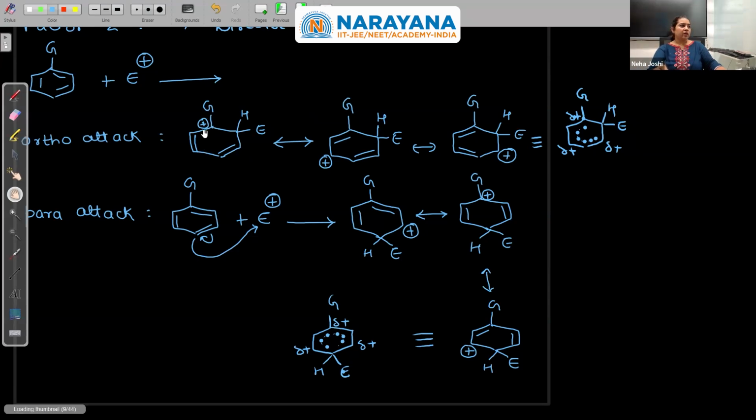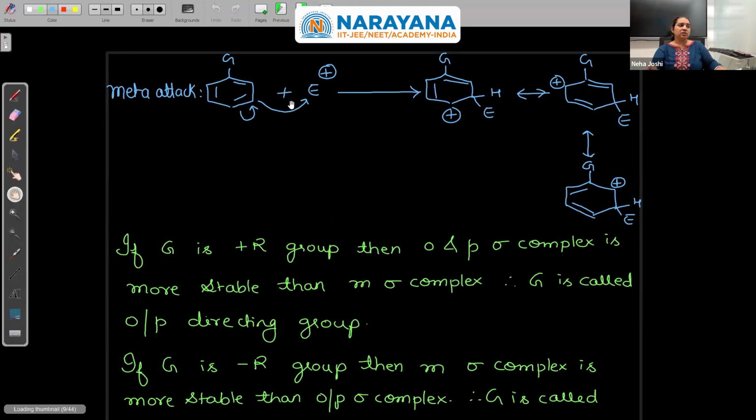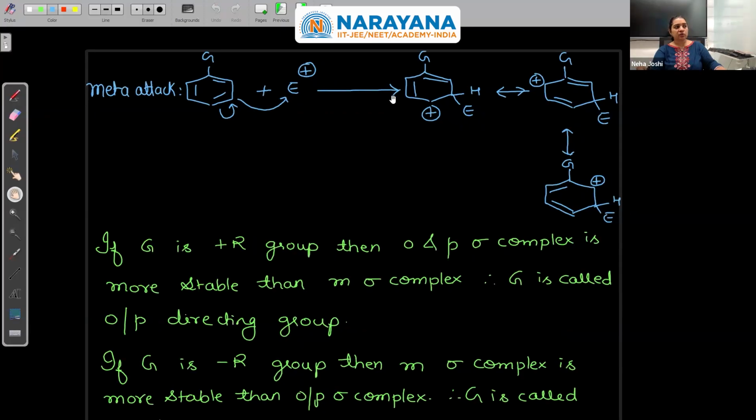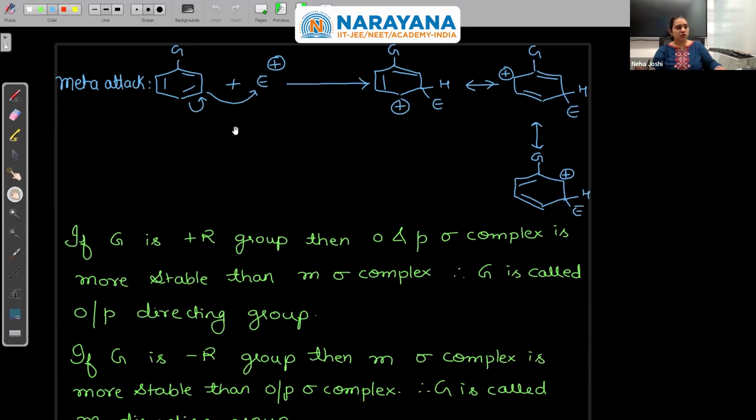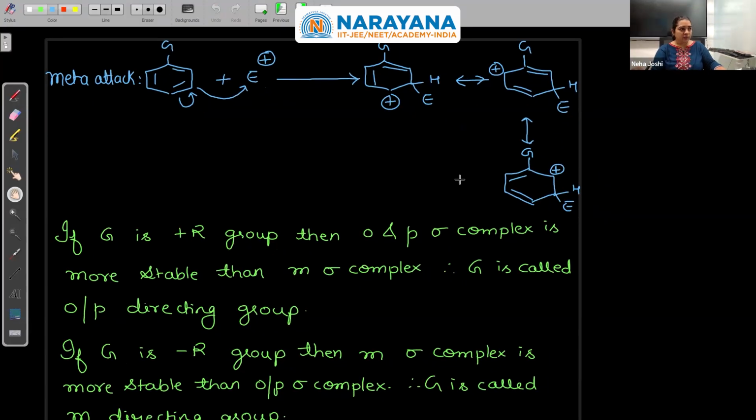Okay. If E plus is attacking meta, then this is how I will get the positive charge. Again, I'll draw the resonance and let me draw the hybrid. This time E is coming meta to the existing G.